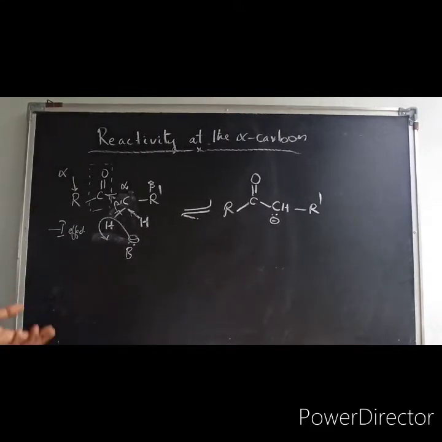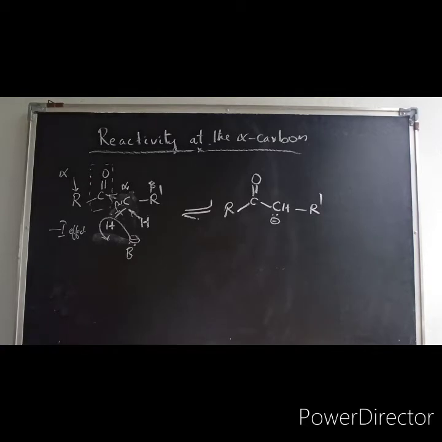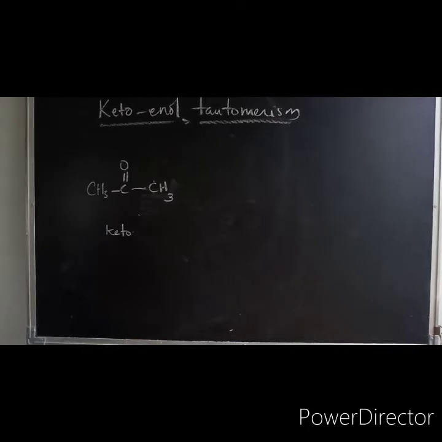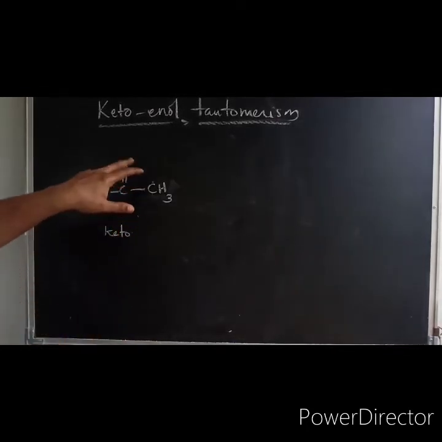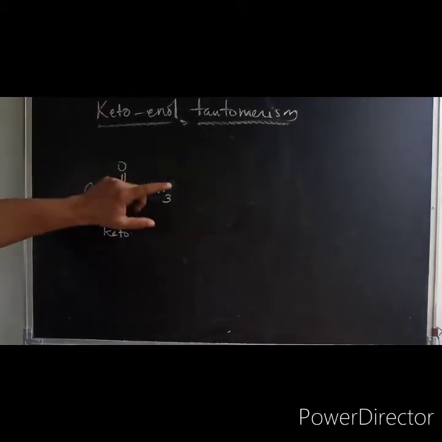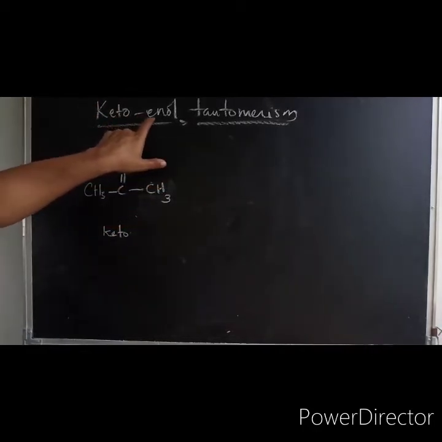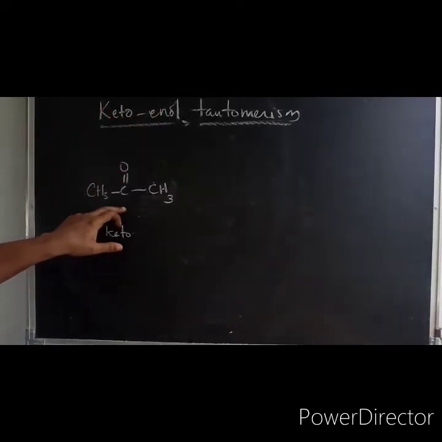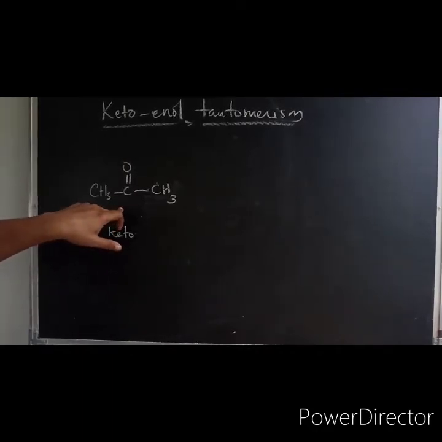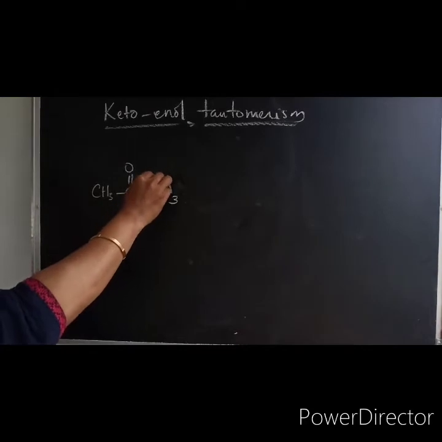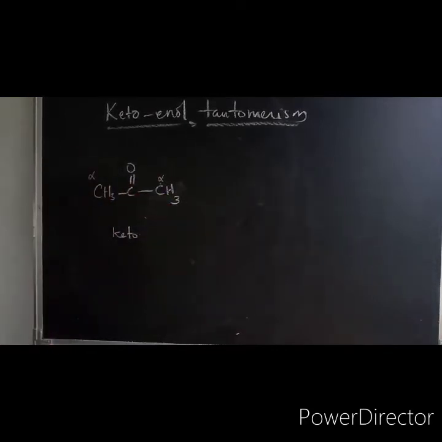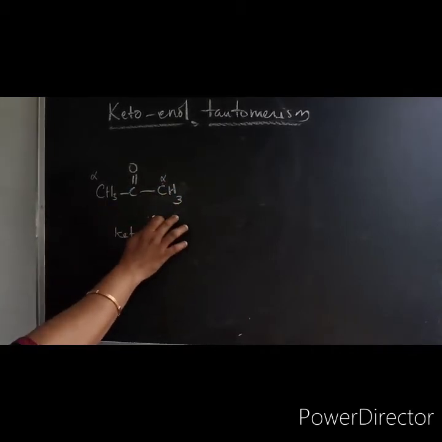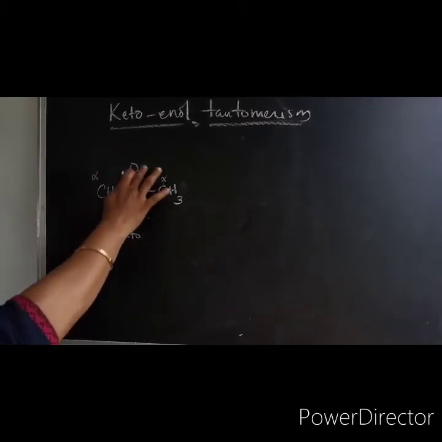So let us look into what is meant by keto-enol tautomerism. Keto-enol tautomerism is the phenomenon of the existence of a dynamic equilibrium between structural isomers. Here, the dynamic equilibrium is between the keto form and the enol form. For example, I am taking a carbonyl compound like acetone. Here, this is an alpha position and this is also an alpha position. As I said earlier, these alpha hydrogens are highly acidic in nature because of the minus I effect of the carbonyl group.